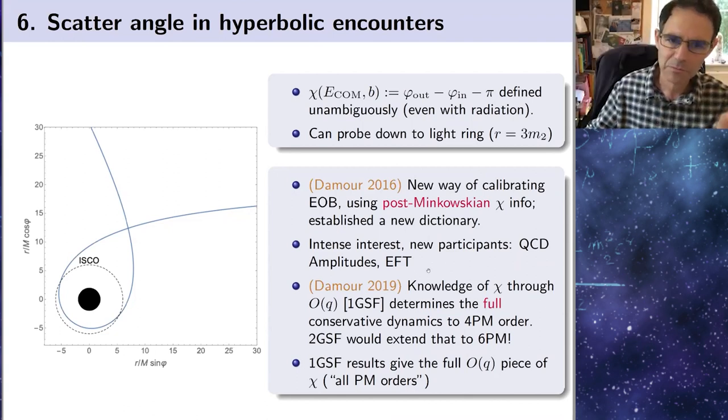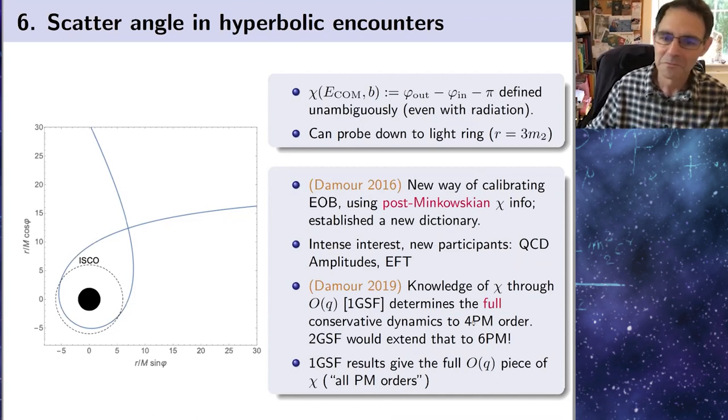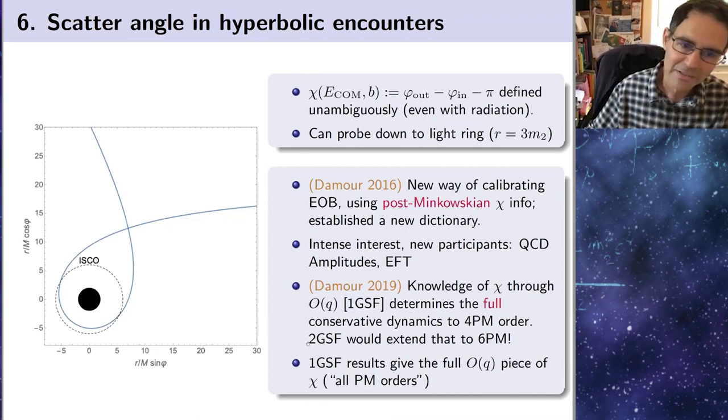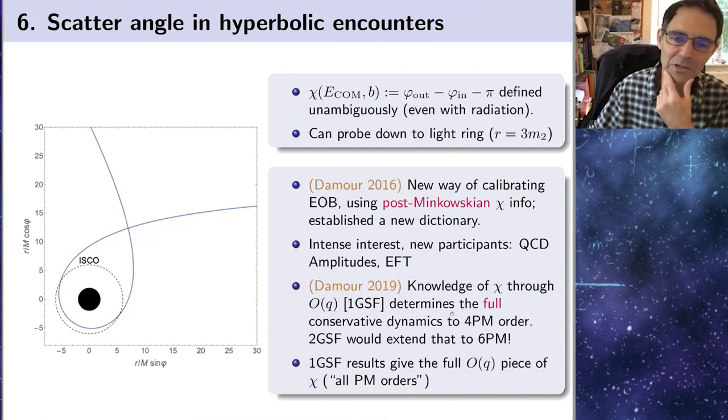So in brief, Thibault had a very important point to make, which is that knowledge of chi at one GSF, the first order self-force correction to chi, in fact determines the full PM dynamics. The full meaning not only the leading mass ratio, but all mass ratios up to 4 PM order. That comes simply from dimensional analysis and some observation about symmetry under mass exchange in the objects. If you have the second order self-force, you can get all the way to 6 PM.